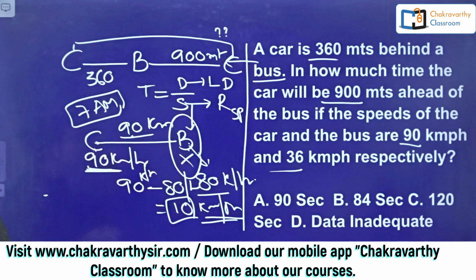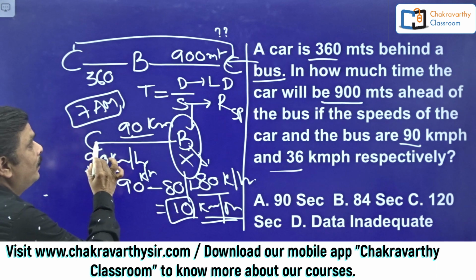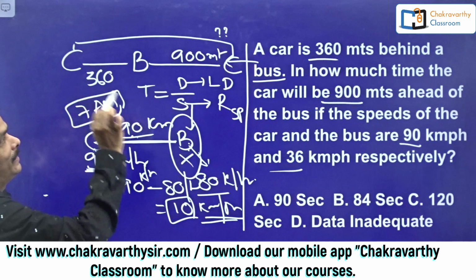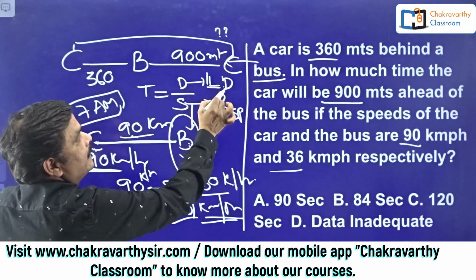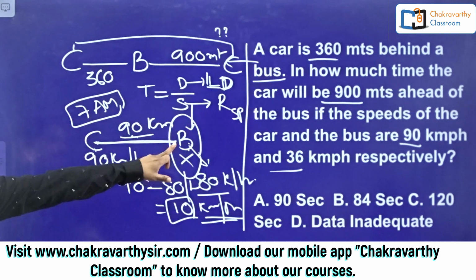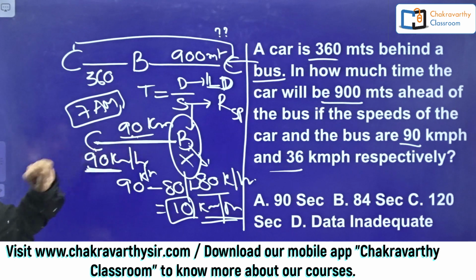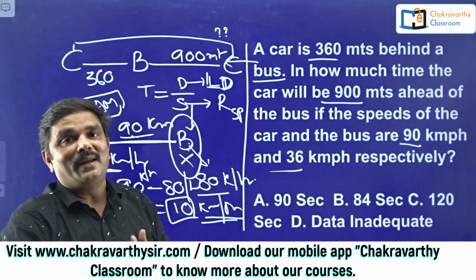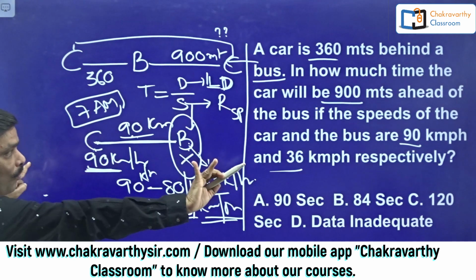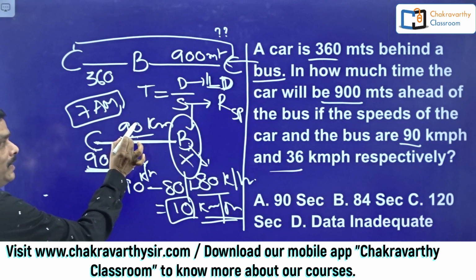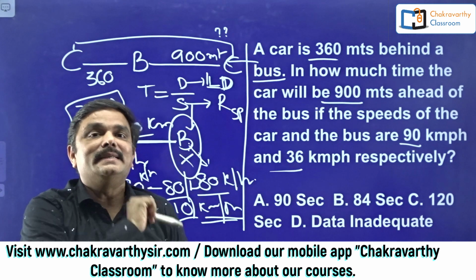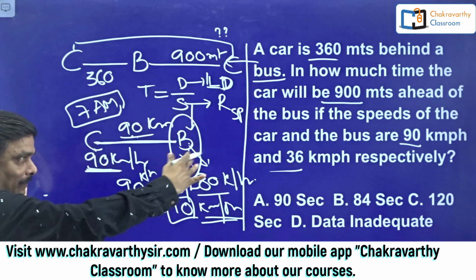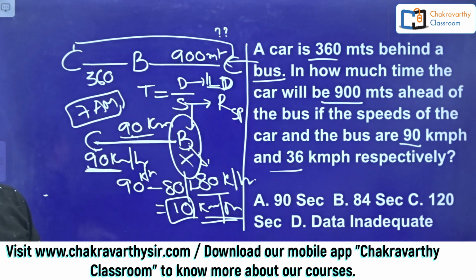To catch the bus, the car has to cover 90 kilometers. This 90 kilometers is called the lead distance. If the bus is at a stationary position, 90 kilometers is called, how will it be called? Normally distance only. But when both are moving, for the car, 90 kilometers is the lead distance. It has to cover this 90 kilometers in this case to catch the bus.